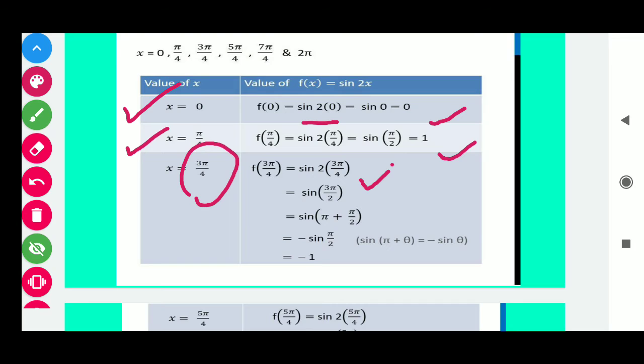So students, we can write 3 pi over 2 as pi plus pi over 2, and here pi is an even multiple, that's why we write sine same, pi over 2 same, and in the third quadrant sine is negative. So students, the sine function is negative in the third quadrant, so we will write here minus sin pi by 2, and the value of sin 90 is 1, so we get minus 1.